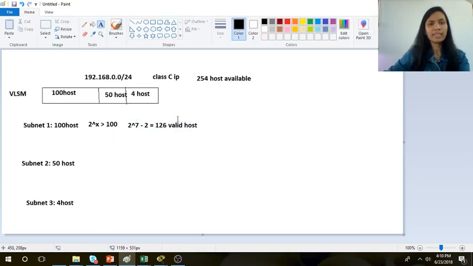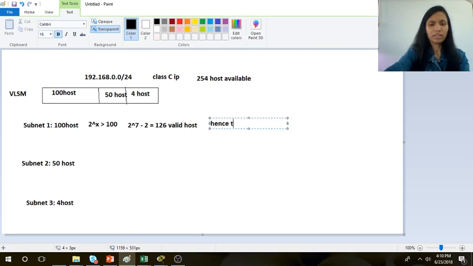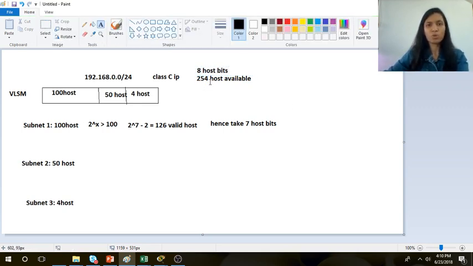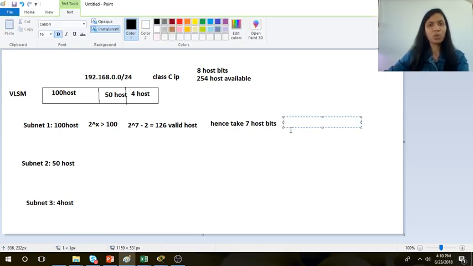So you will consider 7 host bits. You already had 8 host bits, since you had a class C IP address, which gave you 254 hosts. Now from amongst the 8 host bits, you are just going to utilize 7 host bits for your subnet 1. So you are left with 1 bit for subnet.